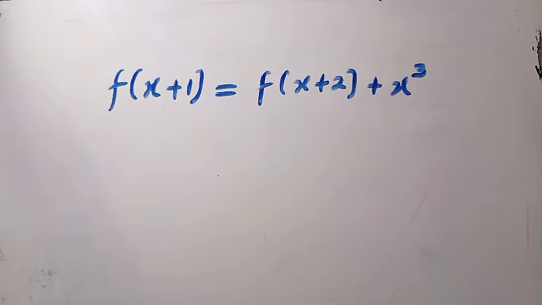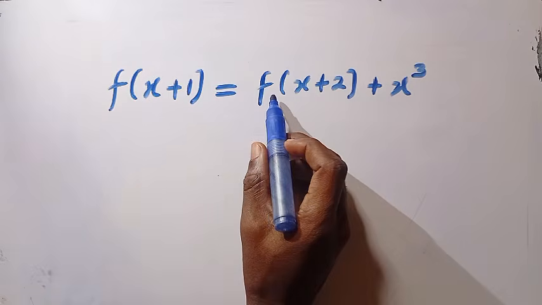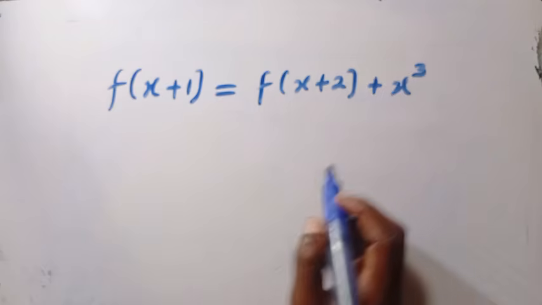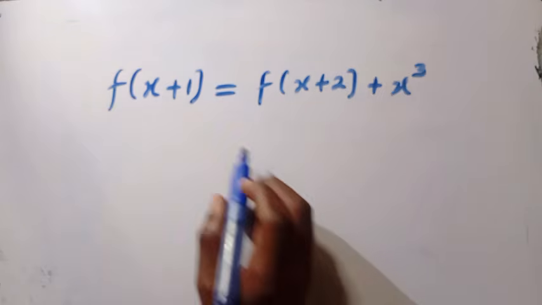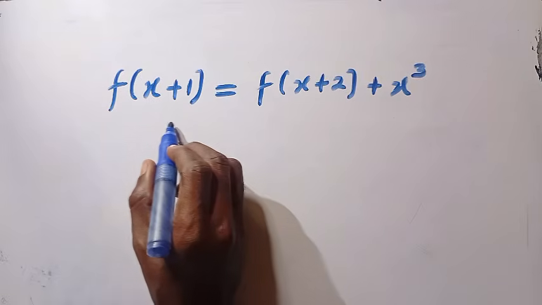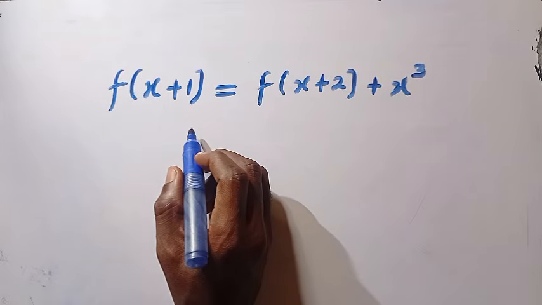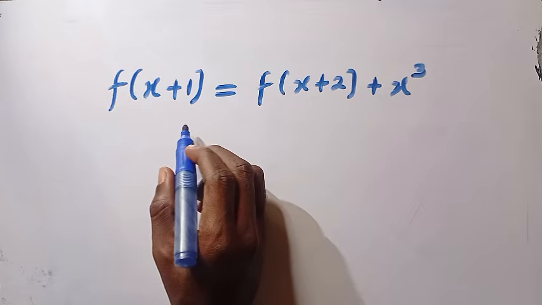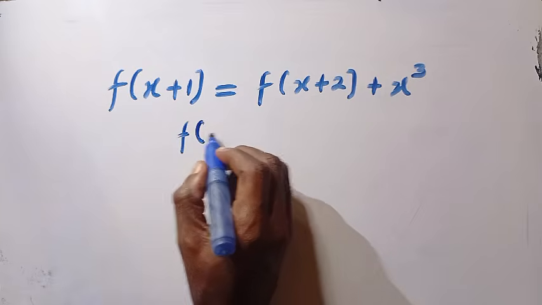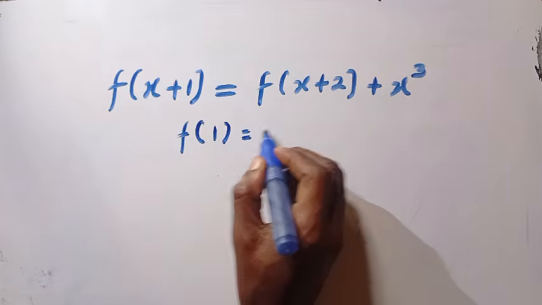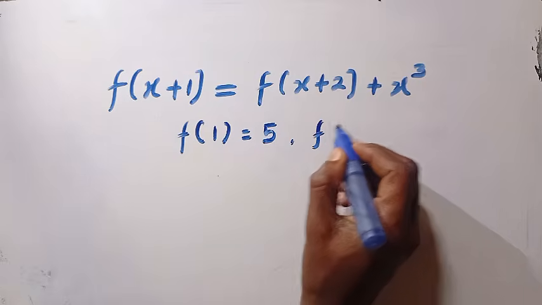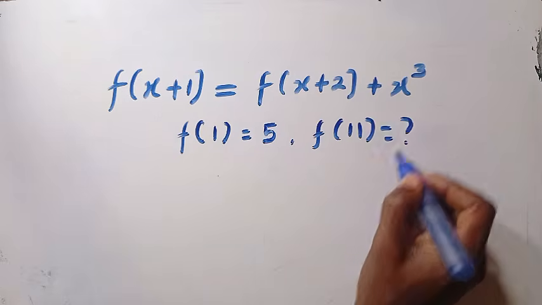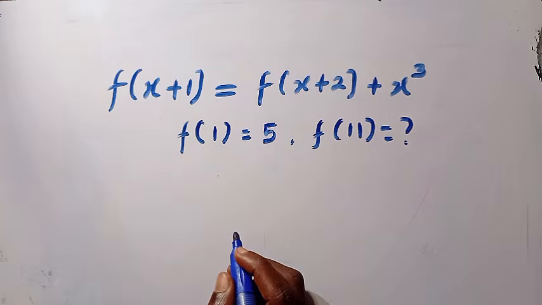This is an interesting functional equation. We're given f(x+1) = f(x+2) + x^3. We're interested in finding f(11), given that f(1) = 5. And what is f(11)? You can pause this video and give it a try, and I'll be solving this step by step.